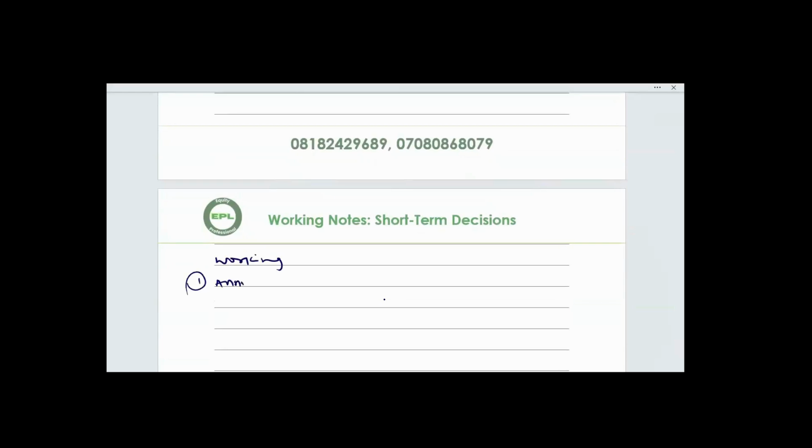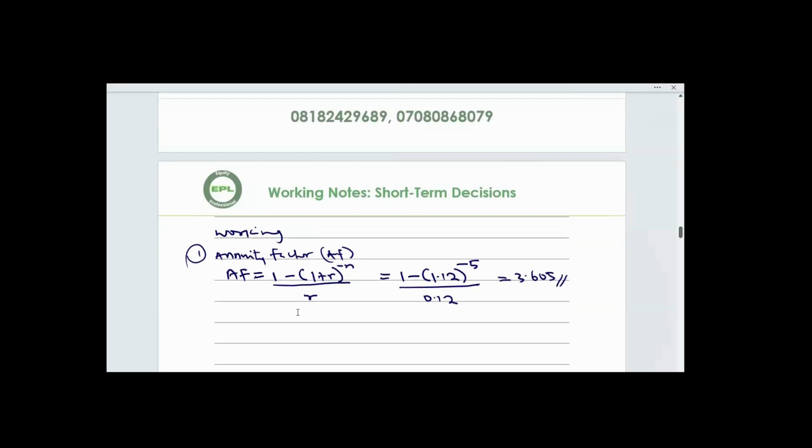Working number one: you must know how to calculate the annuity factor. It is calculated when you have constant cash flow. Annuity factor is 1 minus (1 plus r) raised to power minus n, all divided by r. In this case, r is the cost of capital of 12%, and n is the useful life. So for supplying costs, 1 minus 1.12, that is 1 plus 0.12, raised to power minus 5, since it occurs for the next 5 years, divided by 0.12. On your calculator, you should get 3.605. That's the annuity factor, or what is known as the cumulative discount factor.